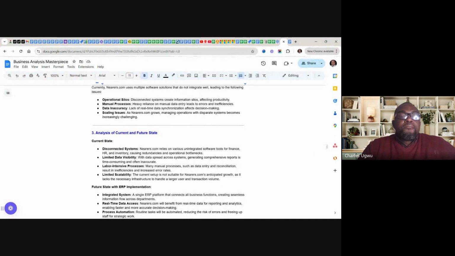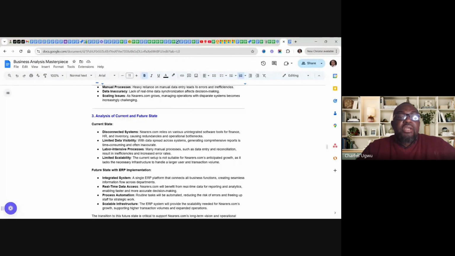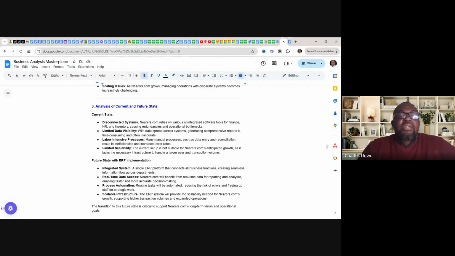Here we have analysis of current and future state. Within the analysis of current and future state, let's look at the current state. After analysis, this is what we will come up with for the current state: disconnected systems. Nearas.com relies on various unintegrated software tools for finance, HR, inventory, causing redundancies and operational bottlenecks.